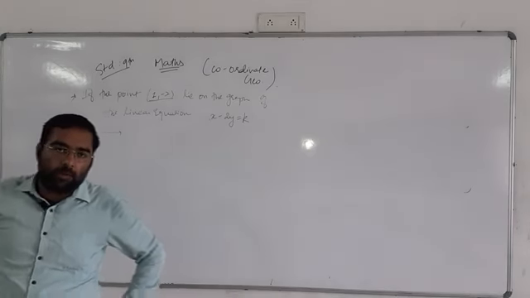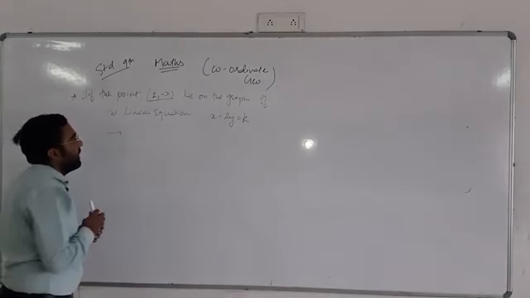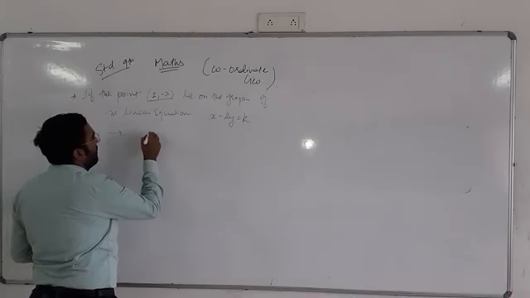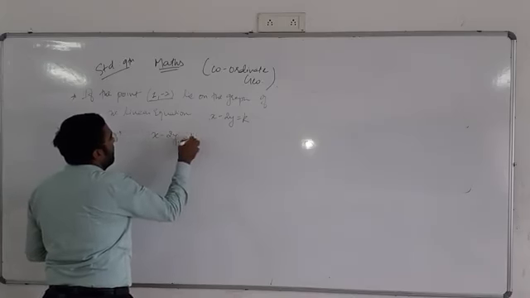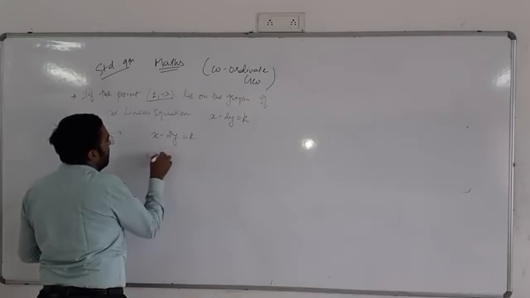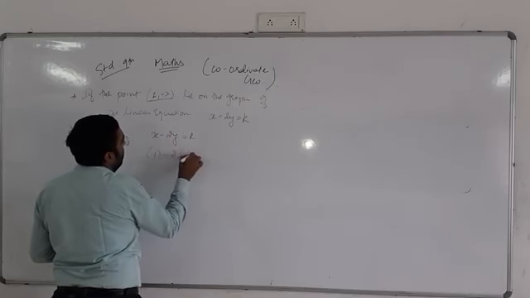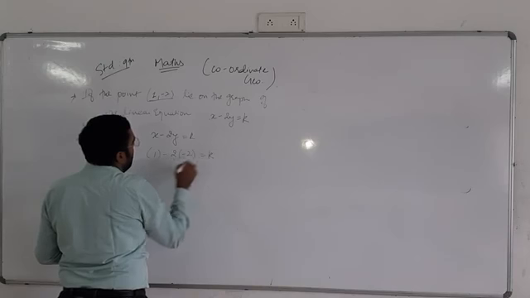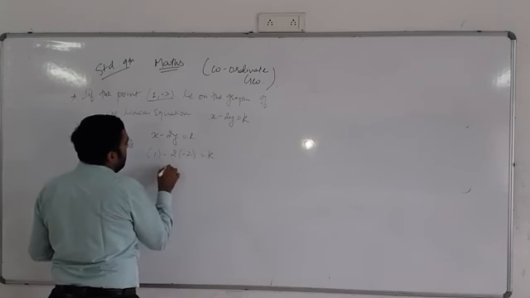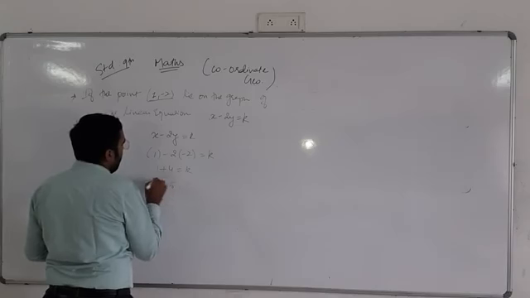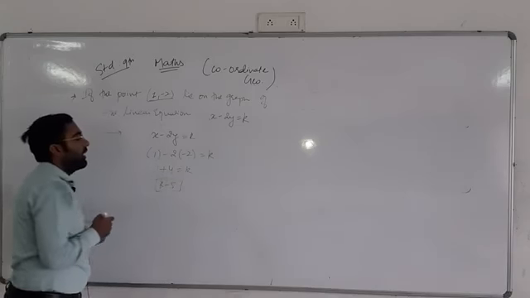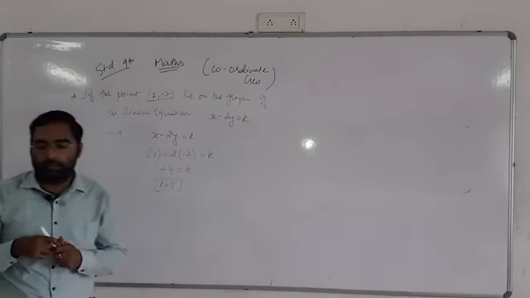Okay, done. Now I'll solve it. x minus 2y equal to k, therefore value of x is 1, minus 2 times value of y, which is minus 2, equal to k, therefore 1 plus 4 equal to k, that is k equal to 5.